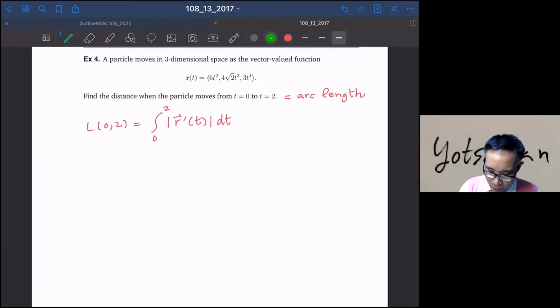So let's find r prime t. For r prime t, you need to differentiate term by term. So this would give you 12t, and 12 square root of 2 t squared, and finally 12 t cubed. So that would be it.